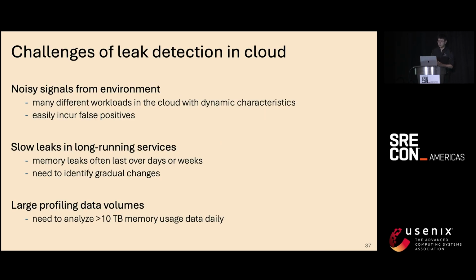It is very challenging to detect such a memory leak or CPU jitter problem in the cloud, because in the cloud we are running very dynamic workloads. Those dynamic workloads have very dynamic CPU and memory usage patterns. So it is kind of noise generated in the cloud that makes it hard for us to detect the leaking pattern.